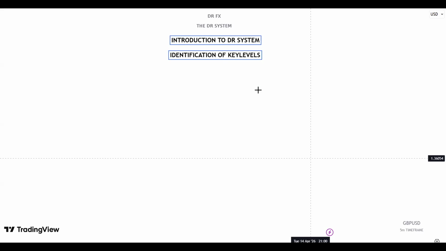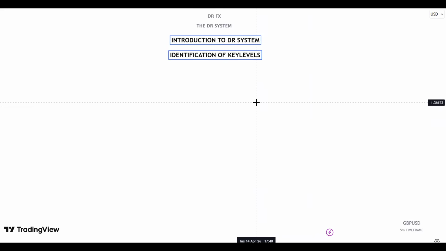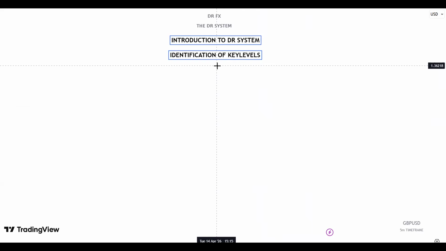And the doctor system is an advanced way of navigating the market and understanding price action in such a way that you'll be able to execute and capitalize on lots of opportunities the way I do. So that's what the doctor system is all about. There is nothing to say too much.